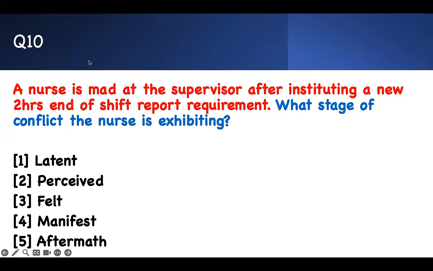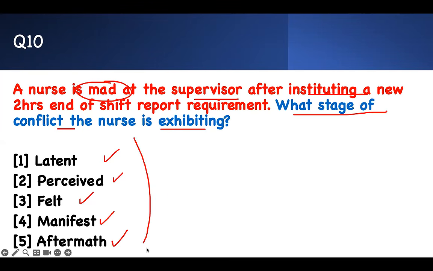Number 10. This is also a little bit harder. Which stage of conflict is the nurse exhibiting? A nurse is mad, keyword, at the supervisor after instituting a new 2-hour end of shift report requirement. So there are 5 stages: latent, perceived, felt, manifest, and aftermath. I give you this as content. The first one is latent, then 2, 3, 4, and aftermath comes after that.